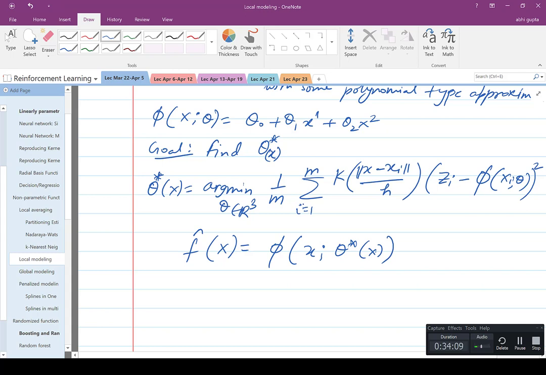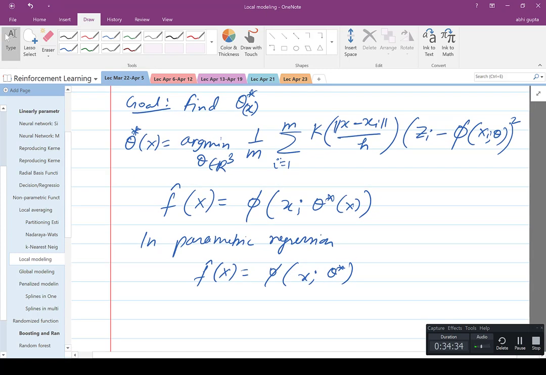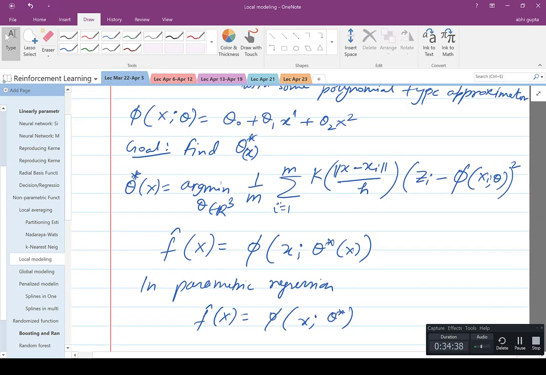Remember, I want to contrast this with parametric regression. In parametric regression, your f hat of x was given by phi of x, theta star. So theta star didn't depend on x, whereas in non-parametric regression, it depends on x. Once you fix x, x is fixed, the xi's are known, h is fixed, so this kernel term is just a constant, which is a weight. And zi minus phi of xi, theta, squared is the least squares estimation problem, which we had studied in the context of parametric regression.